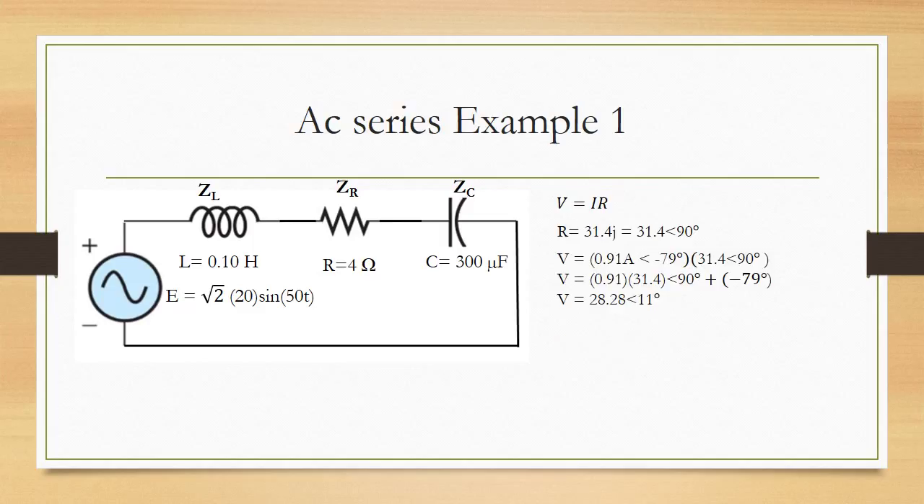For question C, we must find the voltage across the inductor using V equals IR. Through the working out shown above, we find that the voltage across the inductor is 28.28 at 11 degrees.